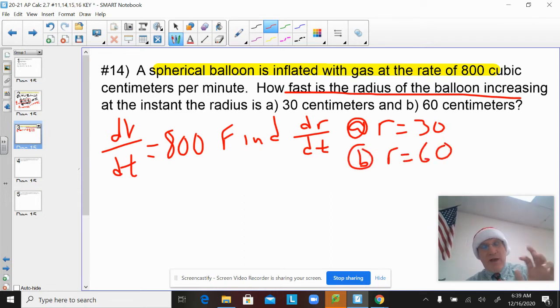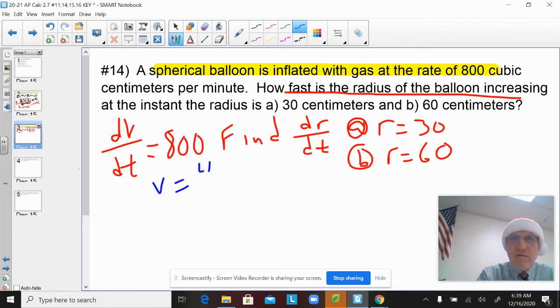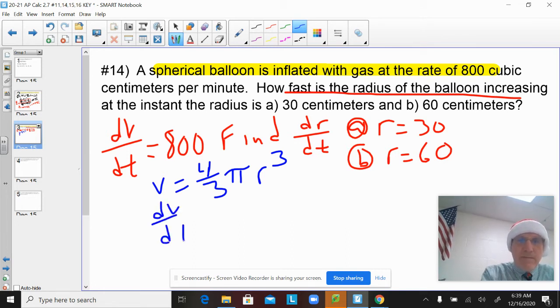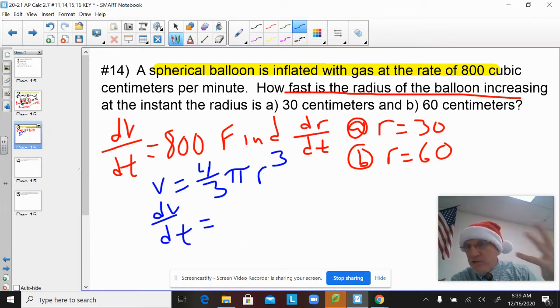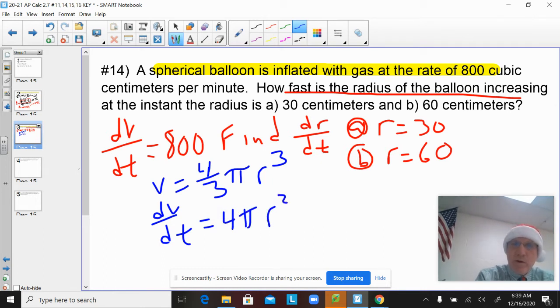Again, we want to clearly identify what rates or quantities they're giving us and what rate or quantity they are asking for. Now I need an equation. We're talking about the volume of a sphere. We saw this yesterday also. The formula for the volume of a sphere is 4/3 pi r cubed. So that's the equation we take the derivative of with respect to time. So I have dV/dt, and the derivative of 4/3 pi r cubed. Remember, 4/3 and pi is just a constant. Bring the 3 out front. I end up with 4 pi r squared dr/dt.